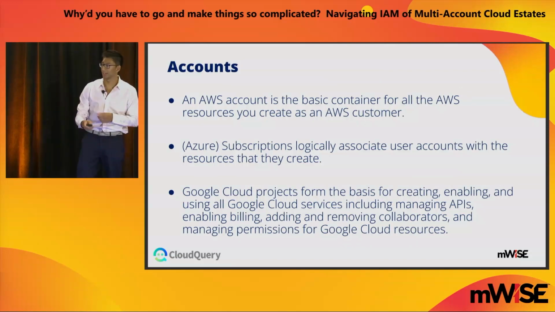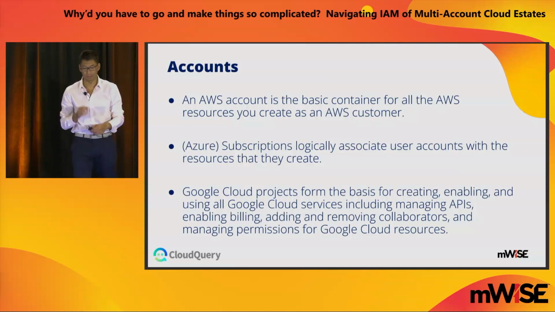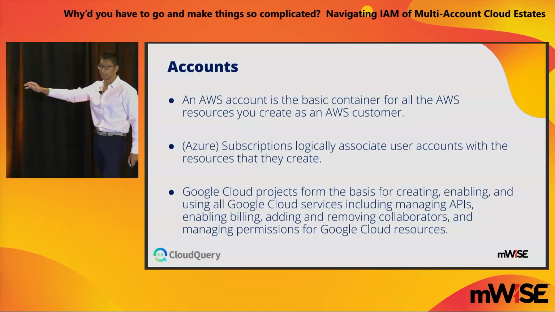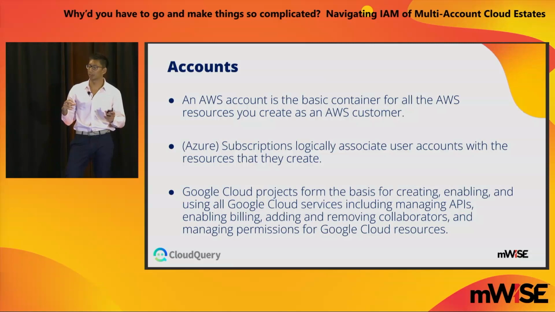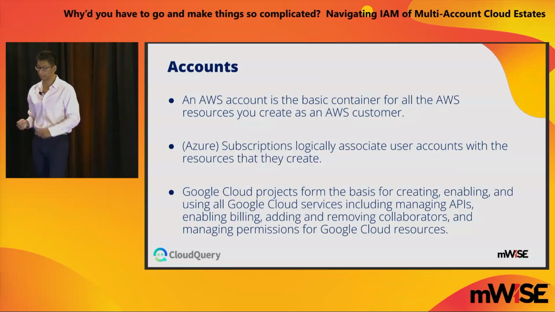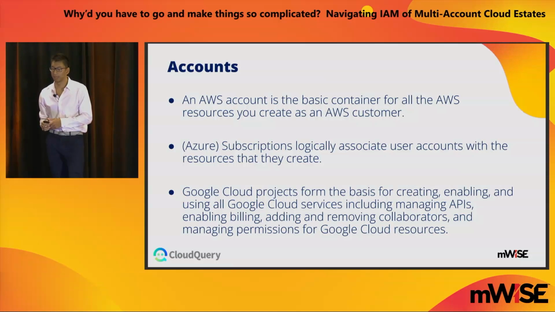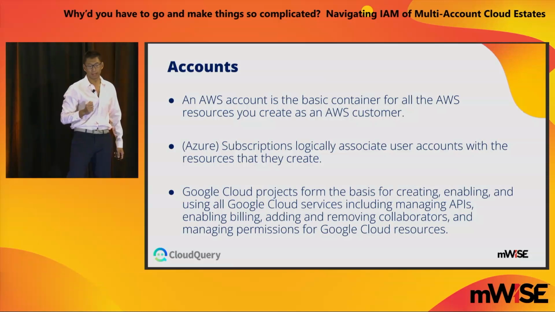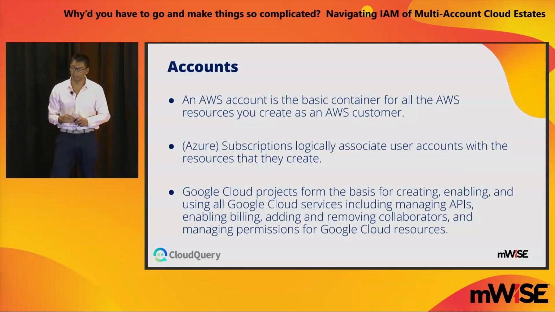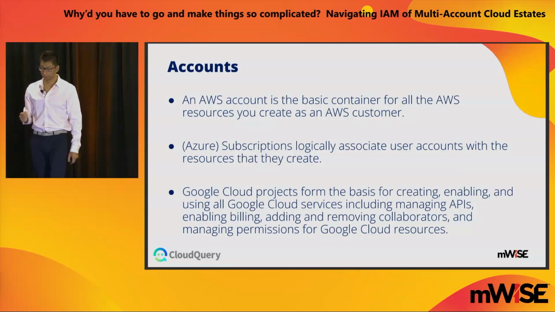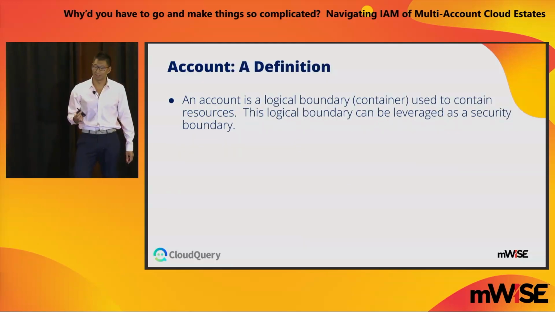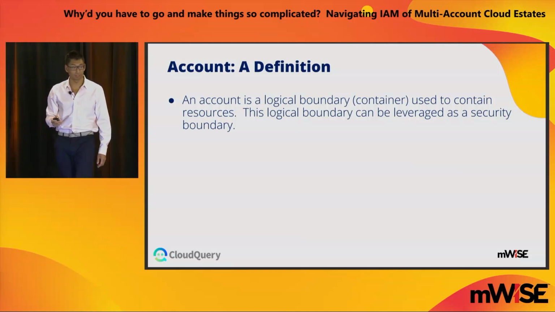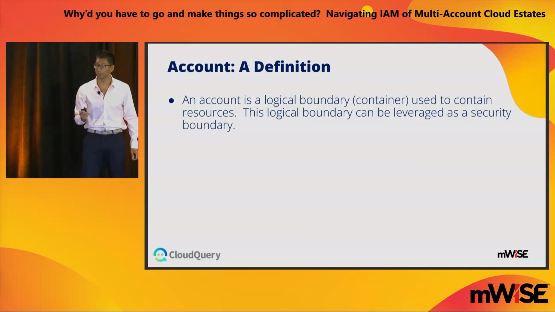So that being said, let's look at the definition, and a lot of these are actually pulled from cloud providers themselves, maybe doctored a little bit to make sure they fit on this page. So we have our accounts. In AWS, it's a basic container for all the AWS resources you create as an AWS customer. In Azure, a subscription logically associates user accounts with the resources that they create. And then Google Cloud projects form the basis for creating, enabling, and using all Google Cloud services, including managing APIs, enabling billing, adding and removing collaborators, and managing permissions for Google Cloud resources. So what's our definition? Our definition is an account is a logical boundary or a container used to contain resources. This logical boundary can be leveraged as a security boundary.